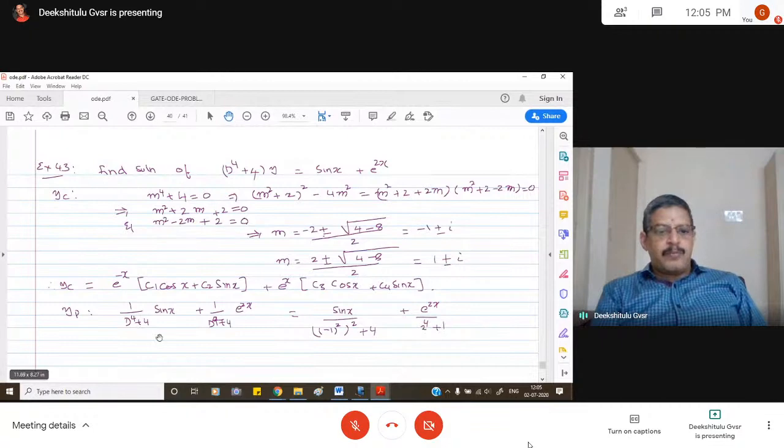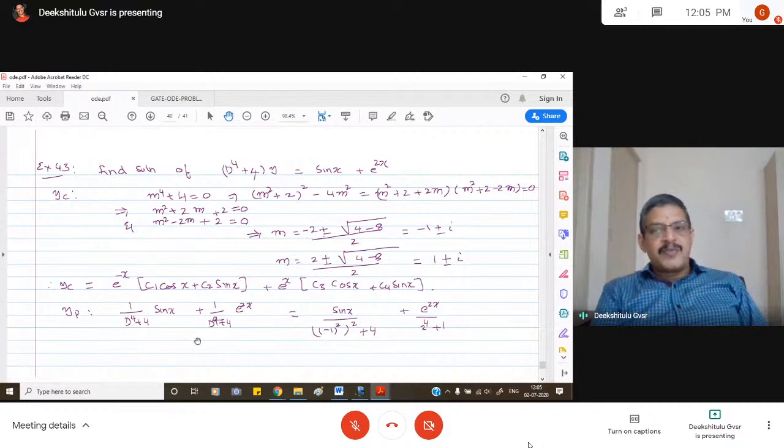So coming to the particular integral, 1 by D power 4 plus 4 operating on sin x. You can operate this 1 by D power 4 plus 4 separately on each term. When you operate on sin x, same principle. D power 4 is D square whole square, so D power 4 plus 4 is D square square plus 4.